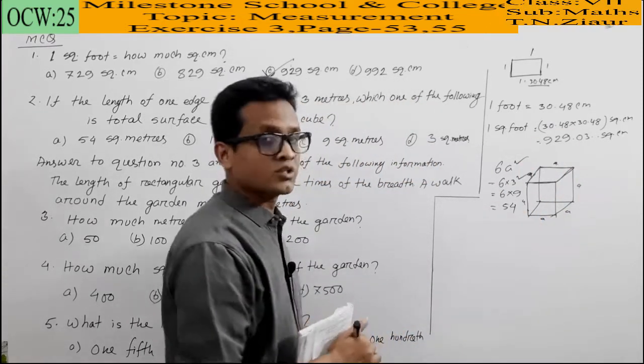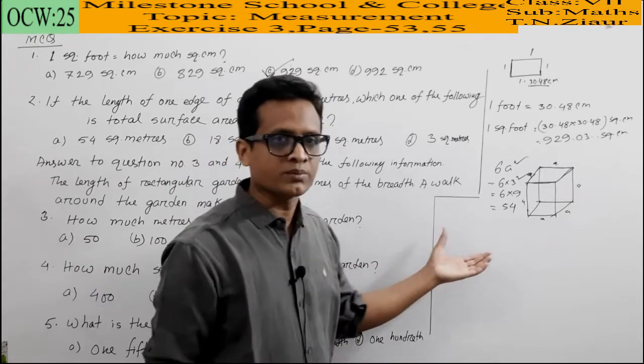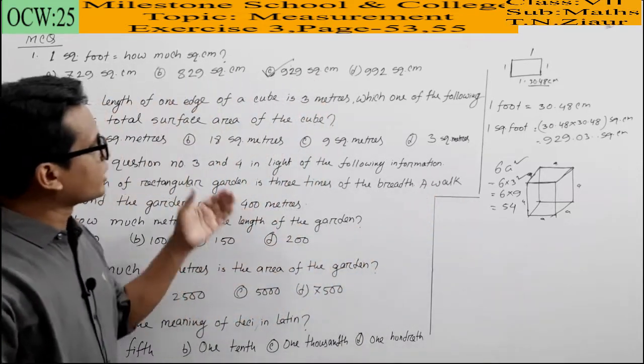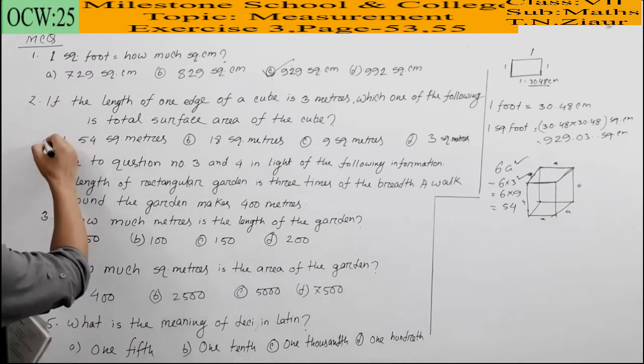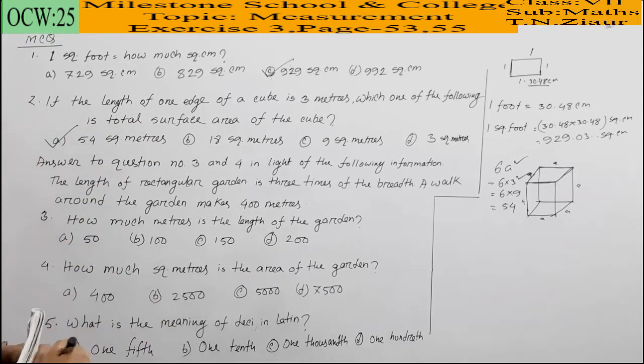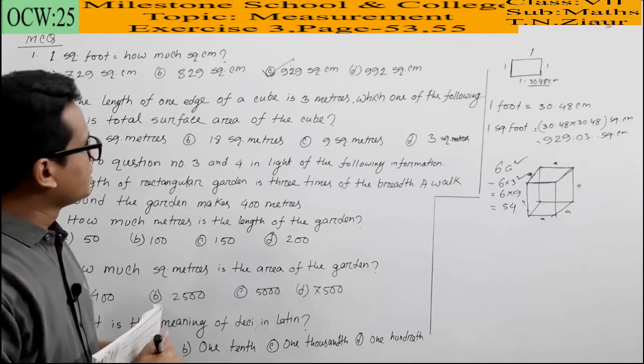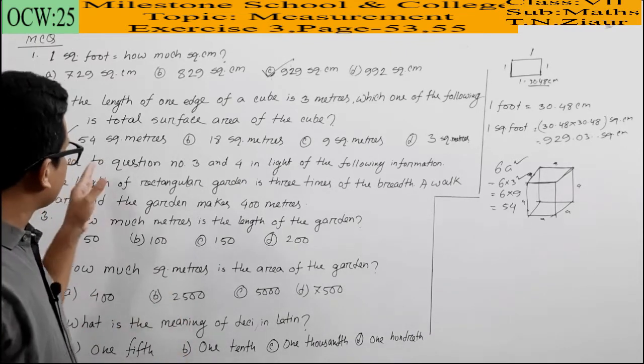So like this way you can solve maths also. Already you have solved some maths by using this formula. Okay students, so which one is the answer? A, number 2 is A. 54 square meter.